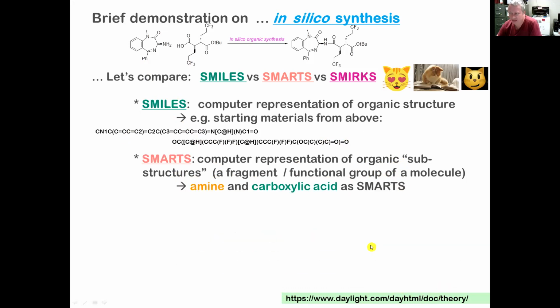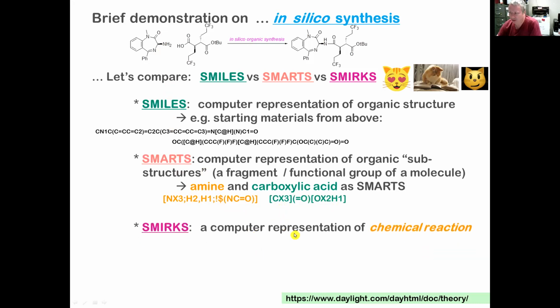Okay, so amines and carboxylic acids have SMARTS strings. This is the computer format for SMARTS of a primary amine, which is basically this thing up here. And that's the computer representation of a carboxylic acid. And then SMIRKS is a computer representation of a chemical reaction, okay? And so, of course, what is the chemical reaction we're doing up top? Well, we're reacting an amine and a carboxylic acid to make an amide, right? So then we would need the SMARTS of amide, right? And basically, this is what it is.